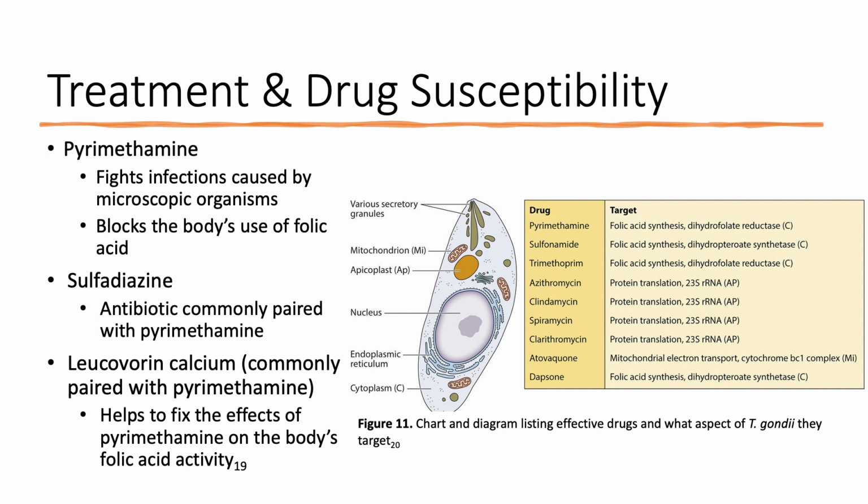And the third most common one would be leucovorin calcium. This is also commonly paired with pyrimethamine, and it helps to fix the effects of that first drug on the body's folic acid activity, because pyrimethamine, like I said, blocks the body's use, and so leucovorin calcium is brought in to restore that.